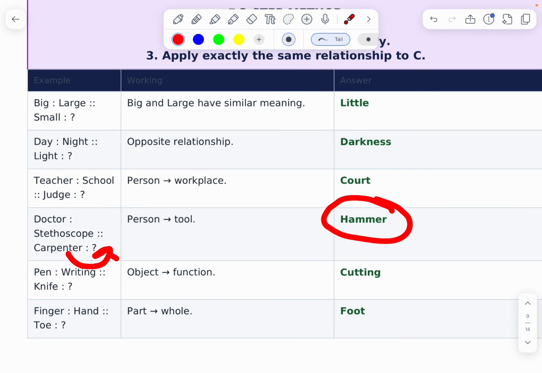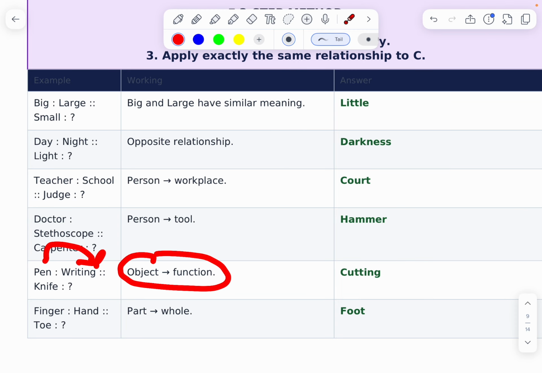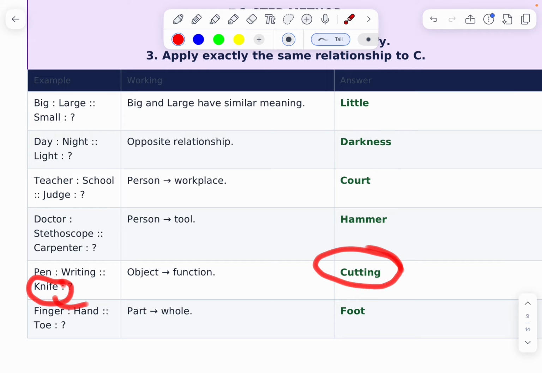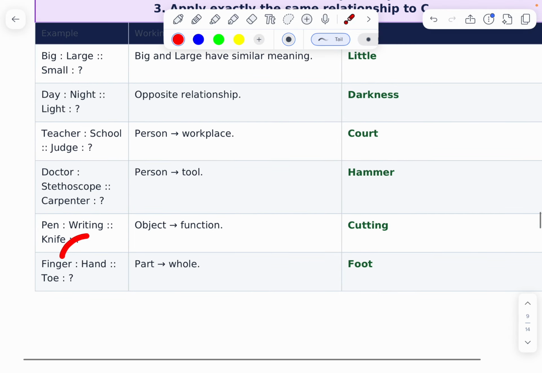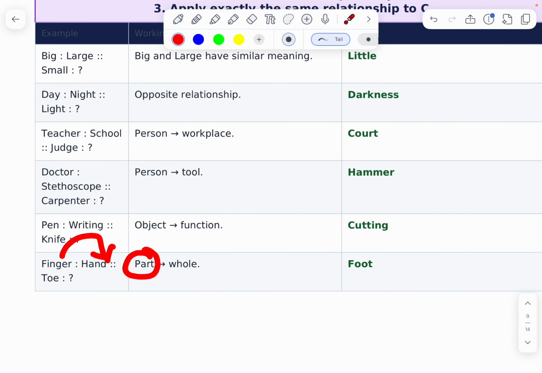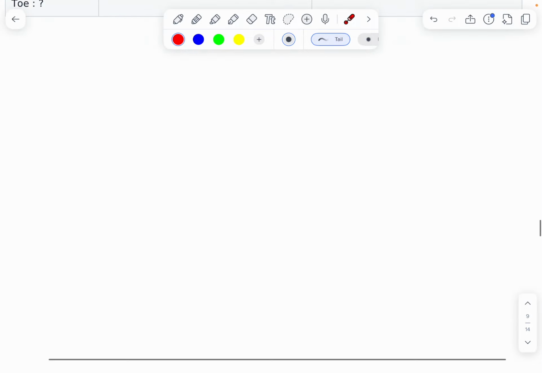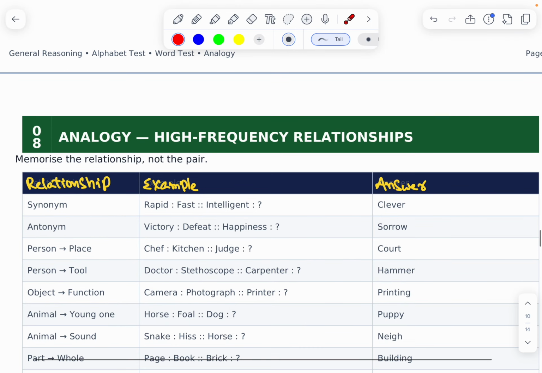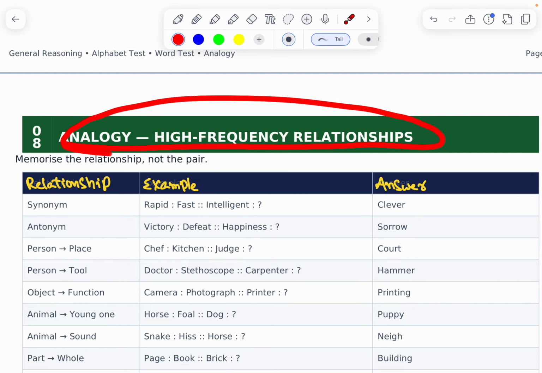Carpenter, hammer. Okay. Pen, writing. It's object and function. With the help of the pen, we can write. With the help of a knife, we cut. Therefore, okay. Finger, hand. Part and whole. Finger is a part of a hand. Therefore, toe is a part of a foot. This is simple.